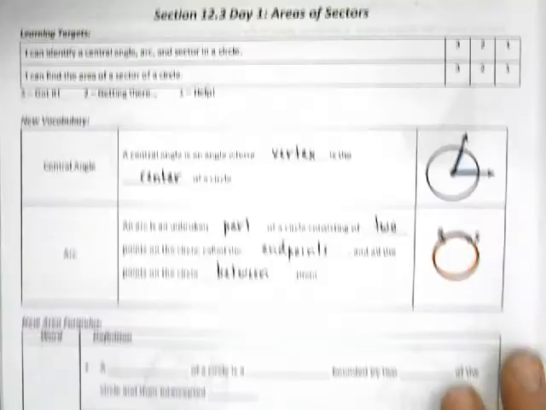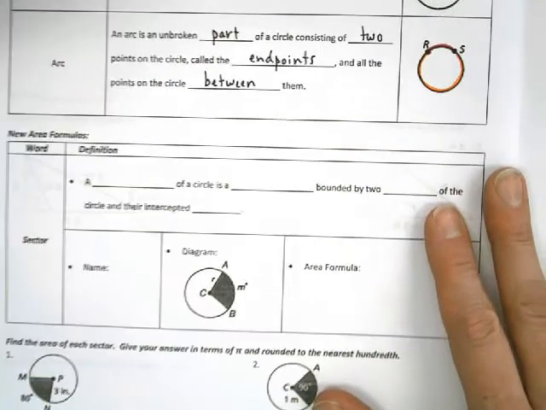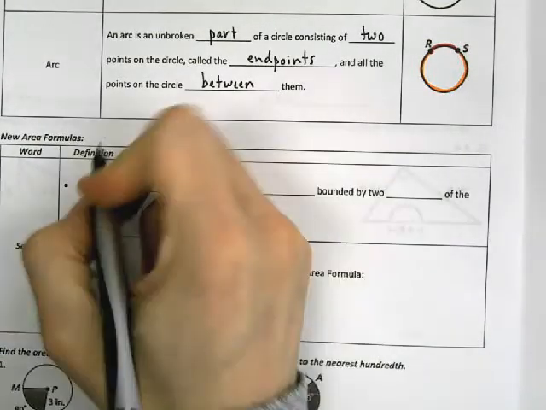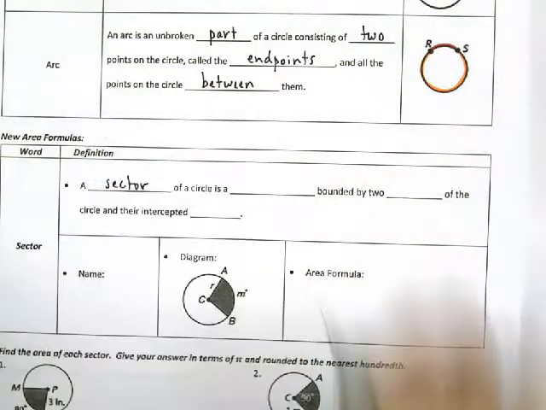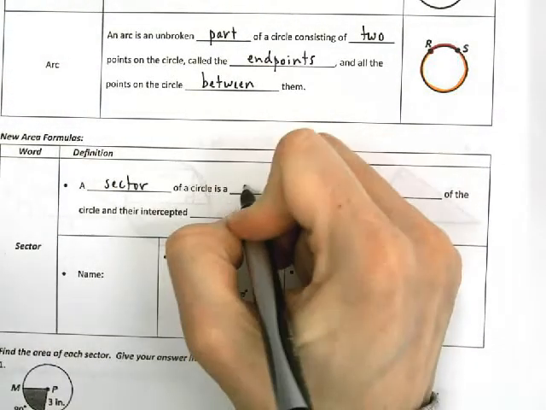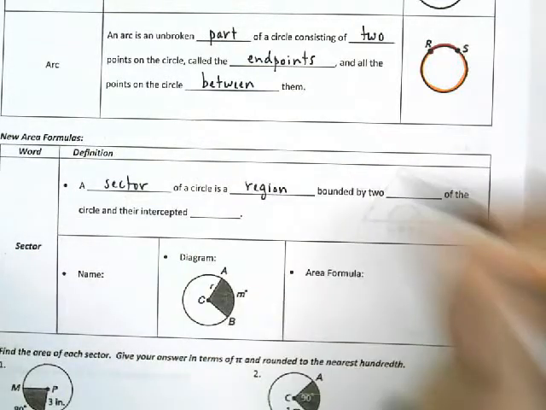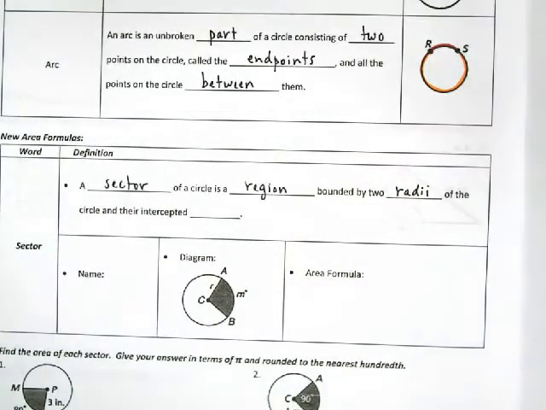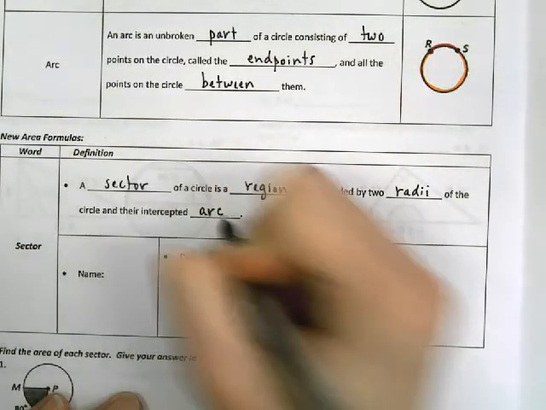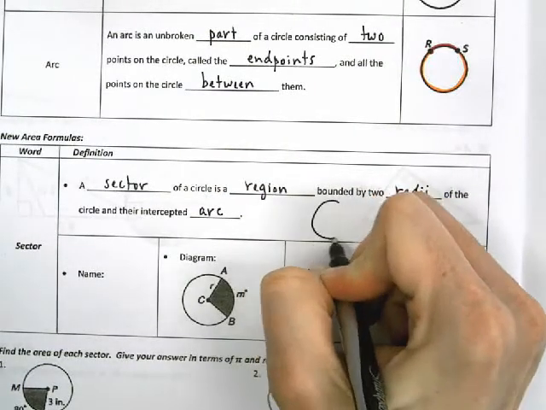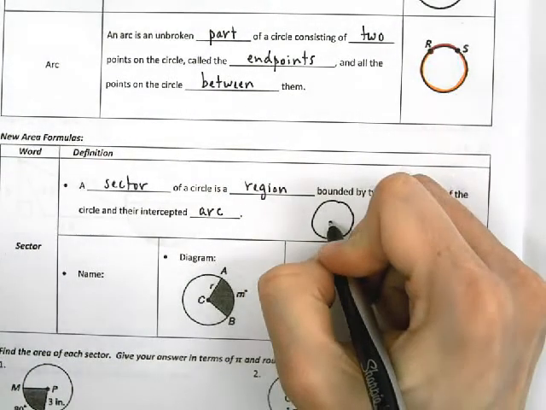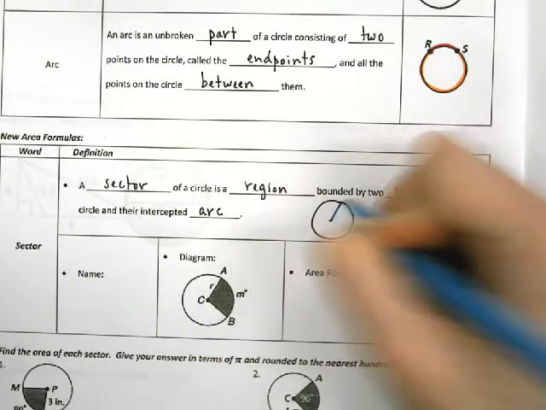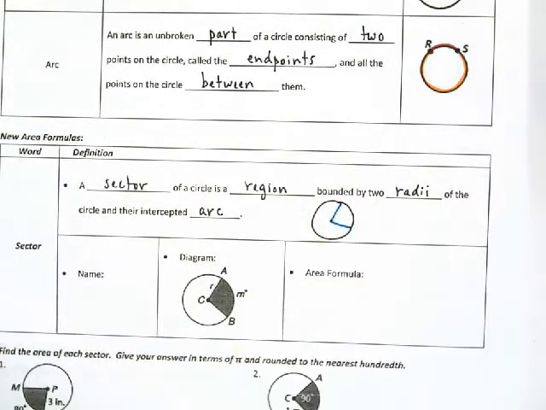So now that we have that vocab down, we can actually talk about sectors. So a sector of a circle is a region that is bounded by 2 radii of the circle and their intercepted arc. So I'm going to draw a circle. And here's what I'm going to think of. Here's my center. So what I'm going to do is draw in 2 radii. It can be any 2 radii. So I'm going to draw in 1 radius here and 1 radius here.